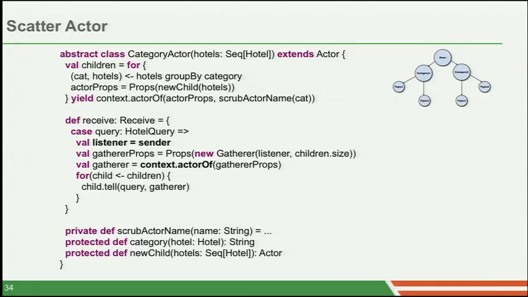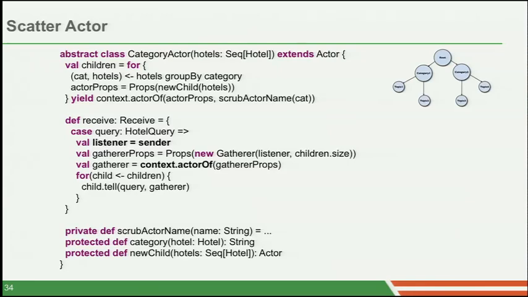We're looping over all of the grouped hotels. This is classic Scala collections, the groupBy operation. So for every country and the set of hotels in that country, we're creating a child search actor. There are protected methods here that are unimplemented, for figuring out what the category is and what the child is. This is our abstract category actor. For any category, we can have any number of children, and they're split in some arbitrary way.